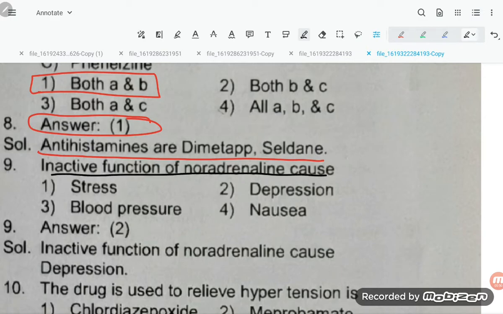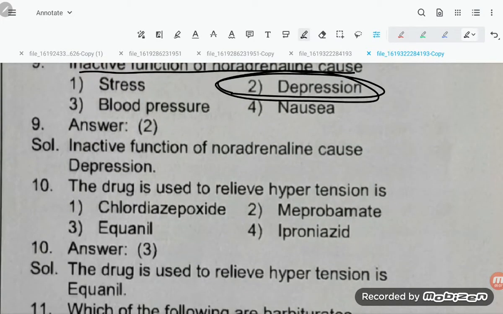Inactive function of noradrenaline causes depression. So if the level of noradrenaline is decreased, it will cause depression. So inactive function of noradrenaline causes depression. Option number 2.